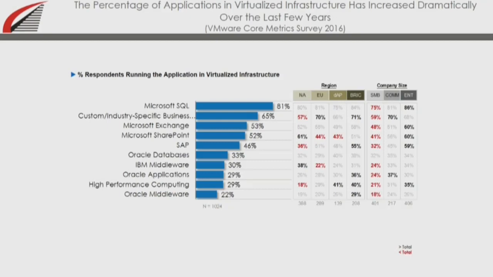Here's a slide from market research regarding how many people have already virtualized their SQL Server and other technologies. You can see that 87 or 81% of people have already virtualized their SQL servers. So if you're not virtual in production, you're the outlier now. It's time to get it done.